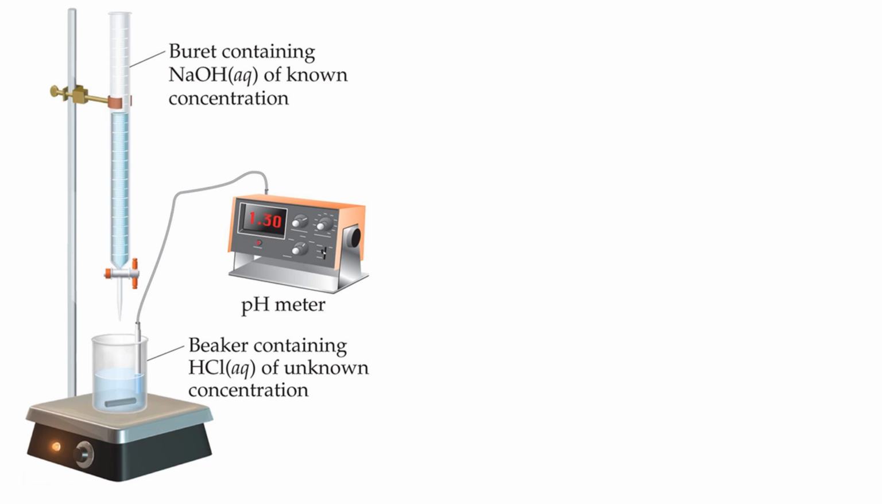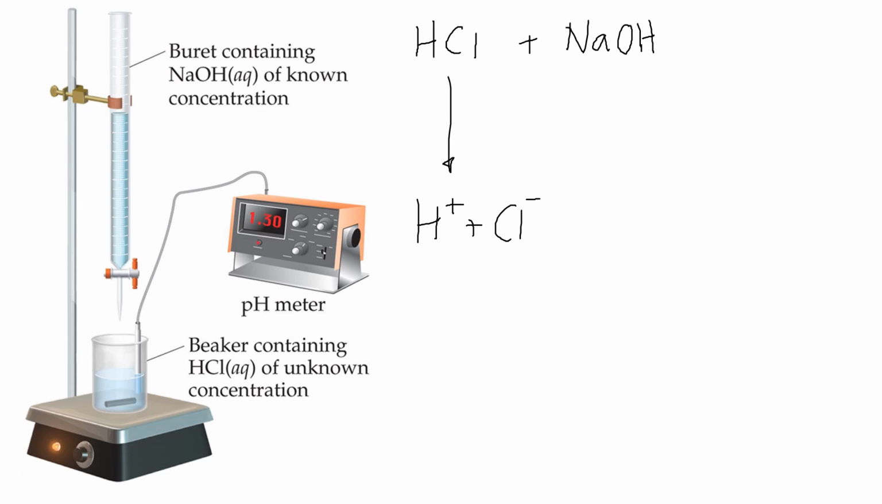So the first example we're going to look at is the reaction between HCl and NaOH. Now hydrochloric acid is an example of a strong acid. That means it fully dissociates into H+ ions and chloride ions in solution. So a strong acid fully dissociates into the corresponding ions, and sodium hydroxide is a strong base, and that means it fully dissociates in solution as well. So in solution, sodium hydroxide exists as Na+ and OH-.